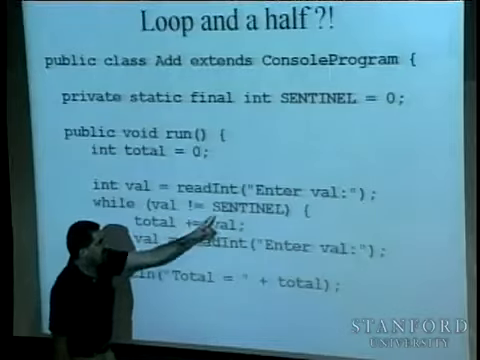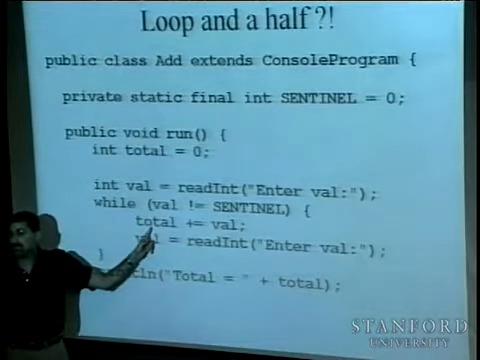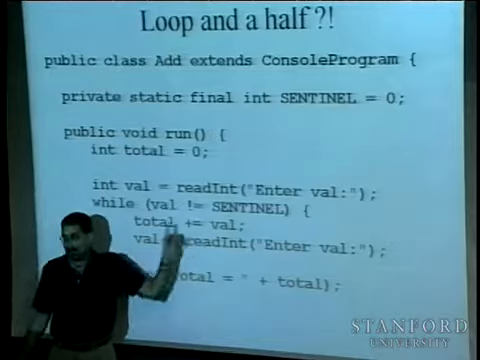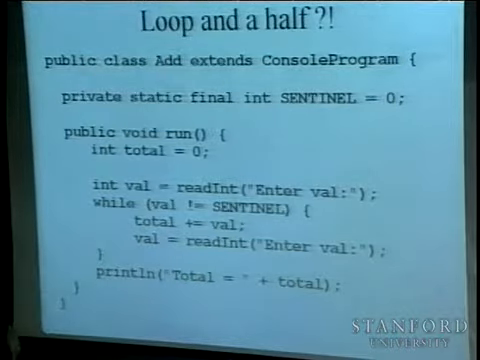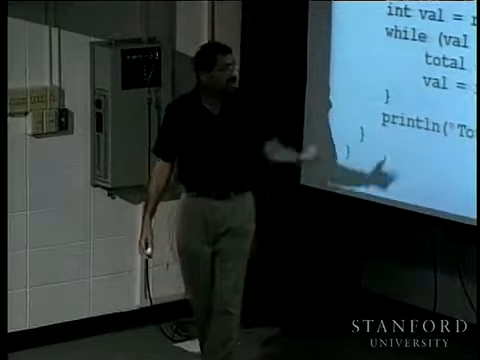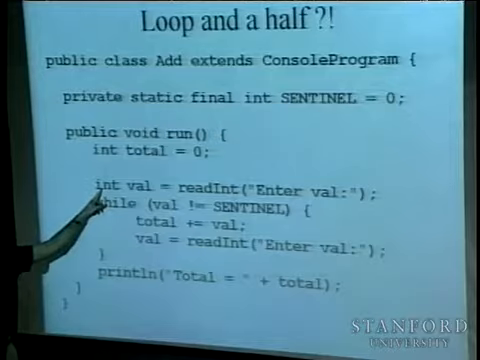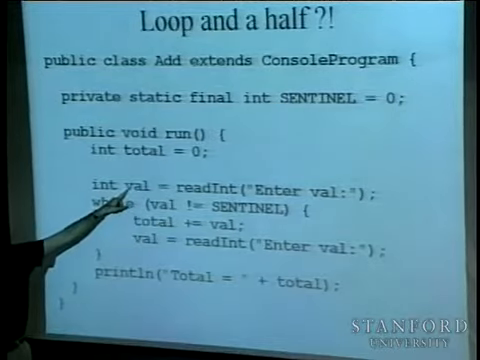If I haven't seen that sentinel yet, then take the value you just gave me and add it to my total and store it back into total using the little plus equals shorthand you saw last time, okay? Then what I need to do is, after I've done this, I need to ask you for a value again. So I say value equals readInt. Notice I already declared the value up here, right? I already declared this variable up here.